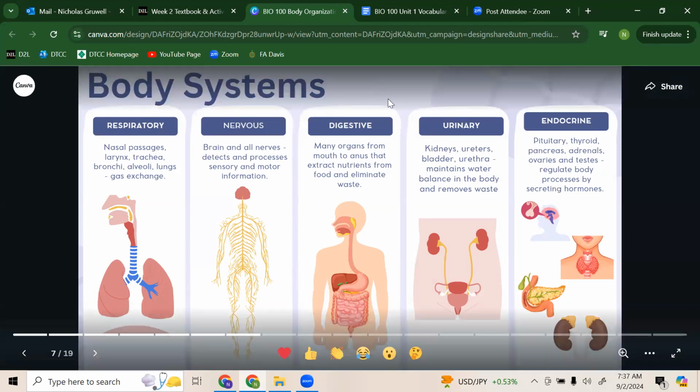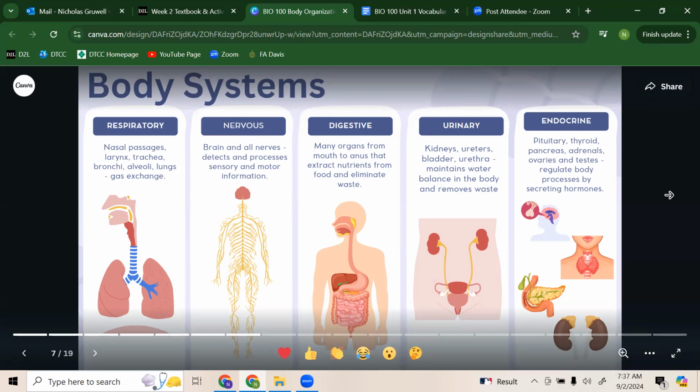Our digestive system, so we go all the way from the mouth to the anus to extract our nutrients and eventually eliminate waste. Our urinary system begins with our kidneys. Our ureters spread down to our urinary bladder. Of course, this helps us remove waste as well, but it's also super important in balancing our body fluids and in the different concentrations of materials within the blood.